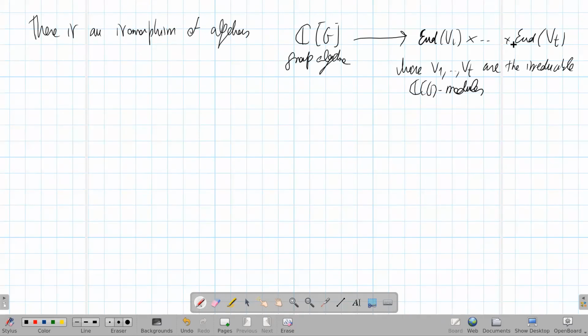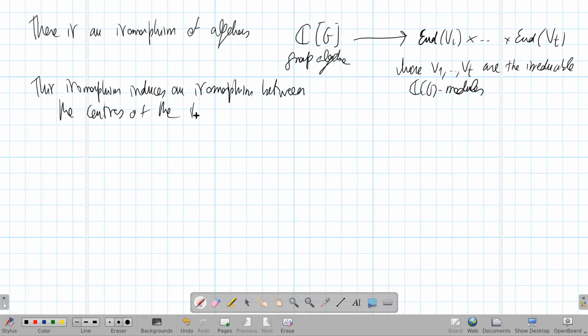Then, in particular, this isomorphism induces an isomorphism between the centers of the two algebras. This is, as I said, an isomorphism of algebras, which means, well, it's slightly more complicated, but that it's an isomorphism of rings, and then also an isomorphism of vector spaces. So in particular, these two centers will have the same dimension over C. So we compare the dimensions of the two centers.